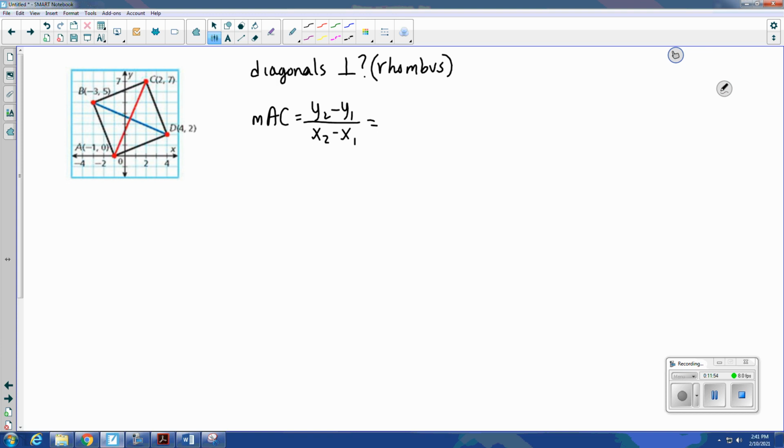So change in y. If I'm going to go from C to A for my change in y, I must also go C to A for my change in x. So just make sure you stay consistent. So minus the negative 1 makes a positive 1. So we're going to have 7 over 3 for our slope of AC. For the slope of BD, we'll count rise over run.